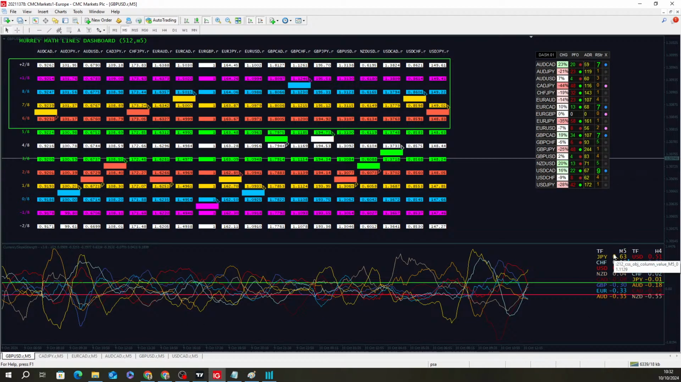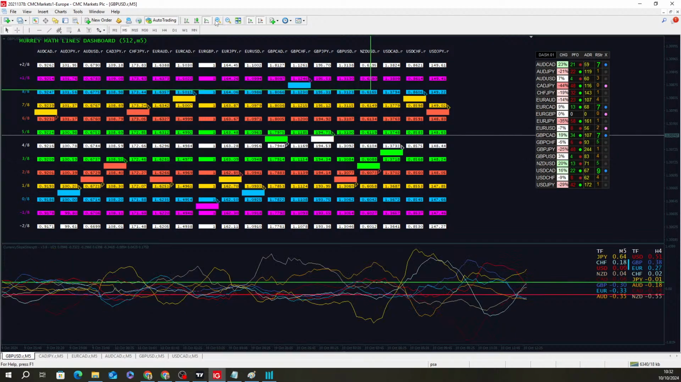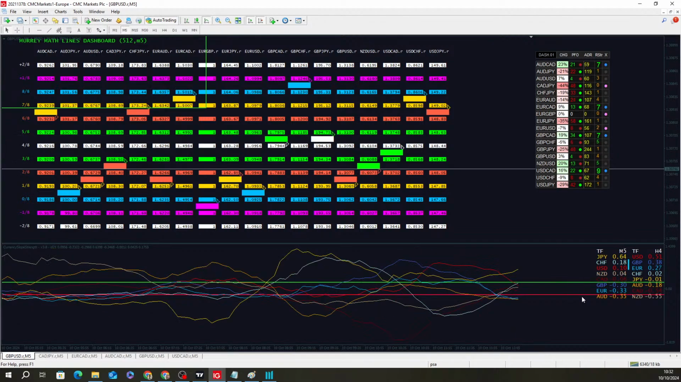So on the 5 minutes chart, using the CSI, you can see the yen is the strongest pair, Aussie is the weakest pair. On the H4, the dollar is the strongest, and you can see it on the chart. CAD is one of the weakest pairs on the 4 hours. So technically you have a good pairing going on.